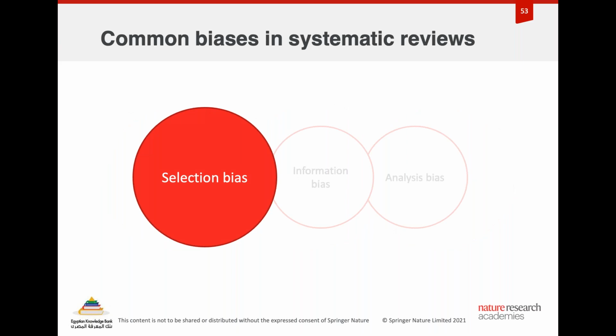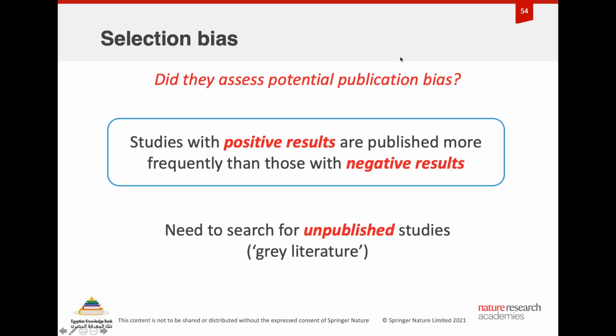Selection bias means, as a systematic reviewer, did you select all of the studies that are available related to your question of interest? In other words, did you actually assess potential publication bias? Now, publication bias means that if I have a positive study where my hypothesis is correct and I have great results, I'm probably going to want to publish that study. And from an editor's perspective, they will want to publish that study. But let's say my hypothesis was wrong.